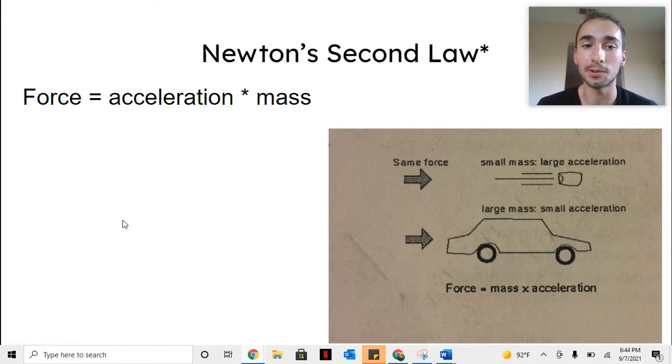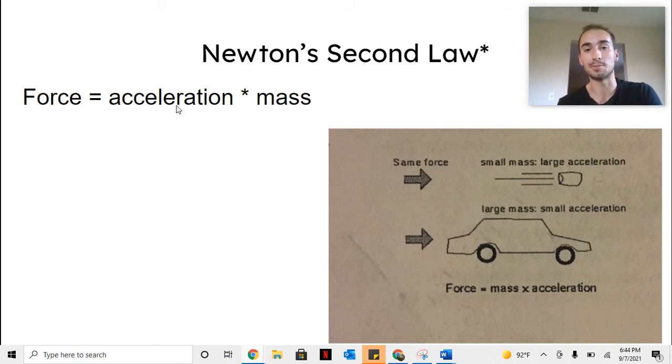Force is equal to acceleration times mass. And a way to remember it: F equals A times M, or FAM. I don't think people say that much anymore, but that could help you remember FAM. Force equals acceleration times mass. So to figure out how much force something has, you take how much it's accelerating times how much it weighs.